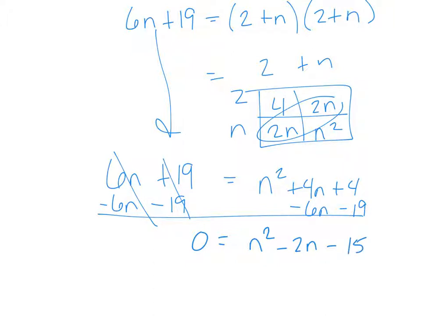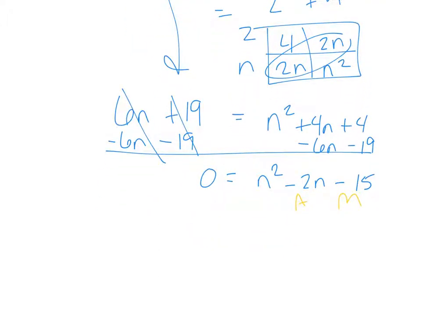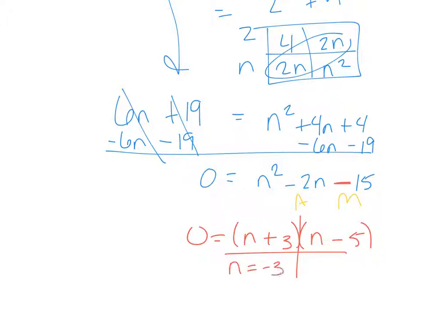Okay, so now I'm going to institute the AM method. So I will put n and n equal to 0. The factors of 15 that add to negative 2. Well, I want to multiply to a negative 15, so my signs will be different. The factors of 15 that add to negative 2 would be a negative 5 and a positive 3. I get n equals negative 3 and n equals positive 5.